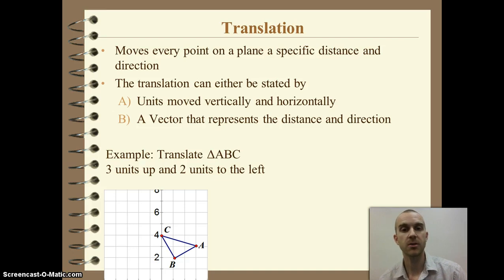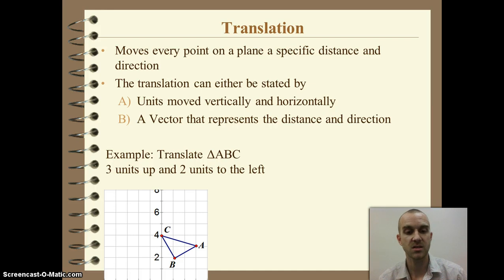This shifts every point on the plane a specific distance and direction. This can either be given to us by units moved vertically and horizontally or as a vector, telling us distance and direction. So here's our first example where it's telling us to move triangle ABC 3 units up and 2 units to the left. While we may be translating ABC, we are translating the entire plane, but we represent it through the shift of triangle ABC.